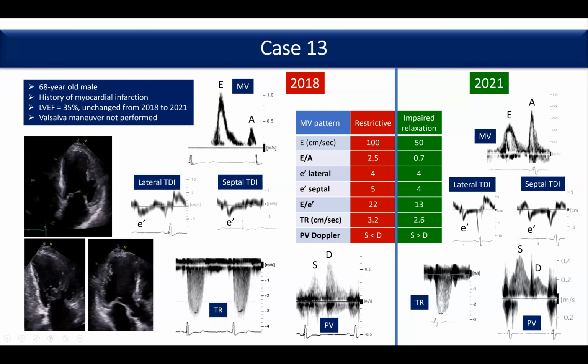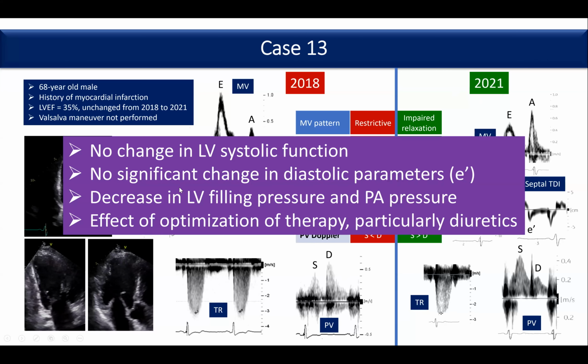Maybe if we observe the patient, if we do the diastolic stress echo, the LA pressure may go up, but at rest at least, tremendous difference in 3 years. What happened to this patient? Well, as you can see, there was no change in LV systolic function, LV ejection fraction, no significant change in diastolic parameters. The E prime is the same, but there was tremendous decrease in LV filling pressure and in pulmonary artery pressure. This is the effect of optimization of therapy in this patient, particularly diuretics. Patient probably was volume overloaded here, with treatment with diuretics as well.